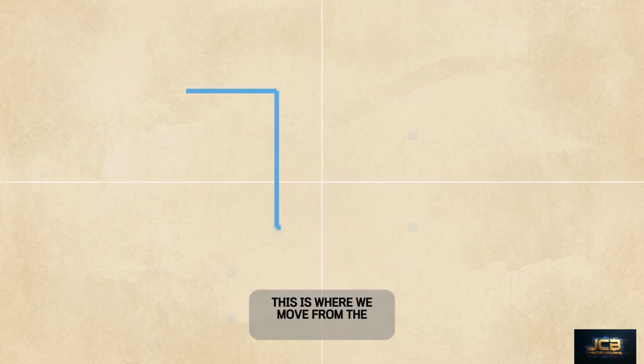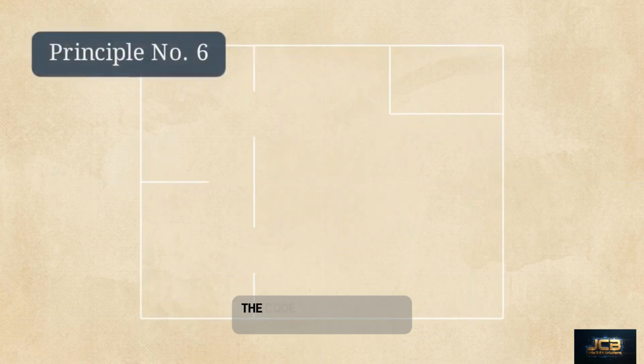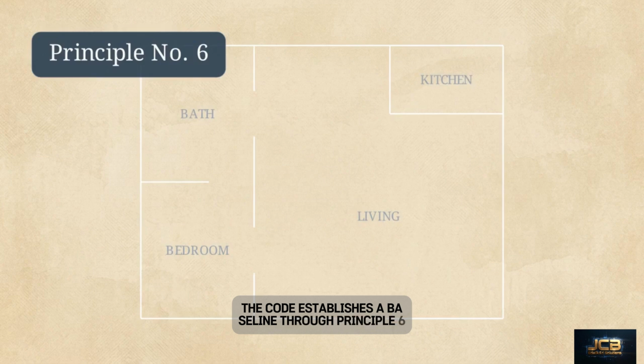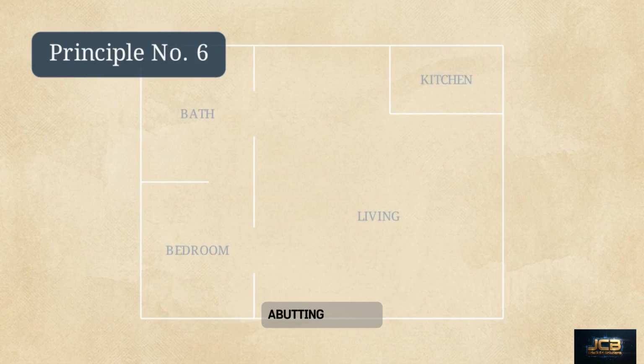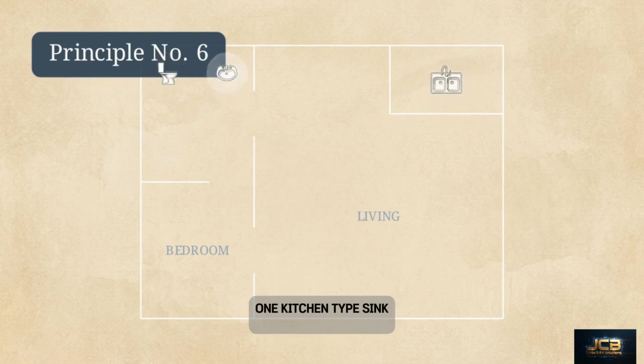This is where we move from the theory of sanitation into the physical reality of layout design. The code establishes a baseline through Principle 6. Every family dwelling unit abutting a sewer must be equipped with at least one water closet, one kitchen-type sink, one lavatory, and either a bathtub or a shower.